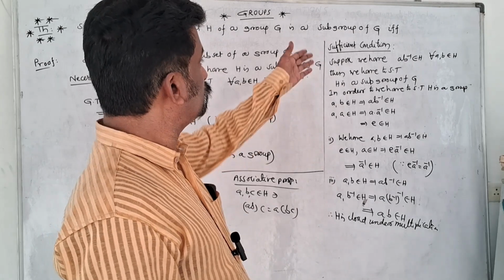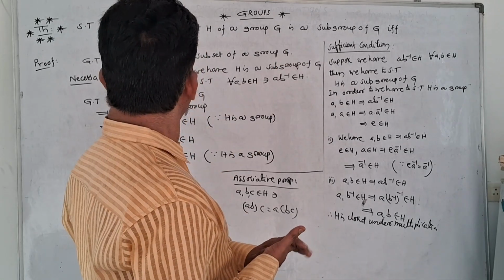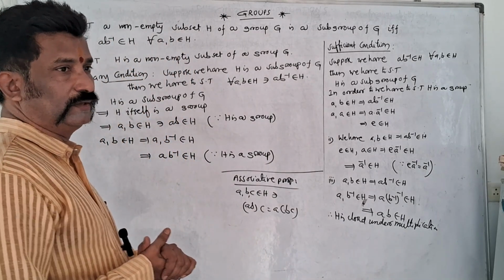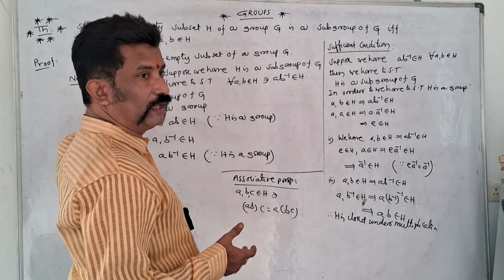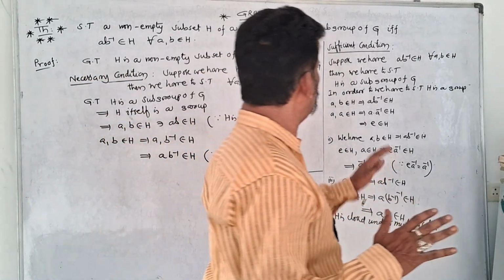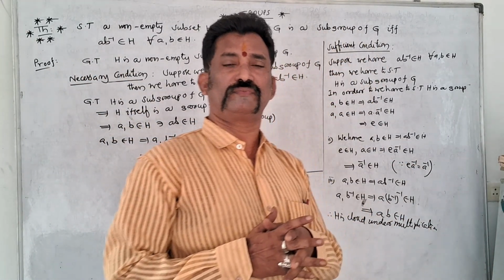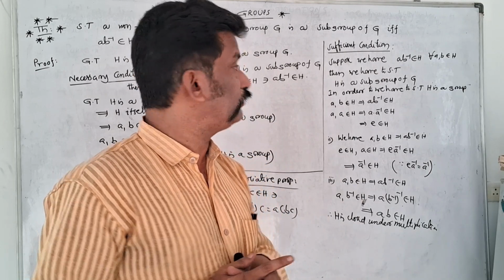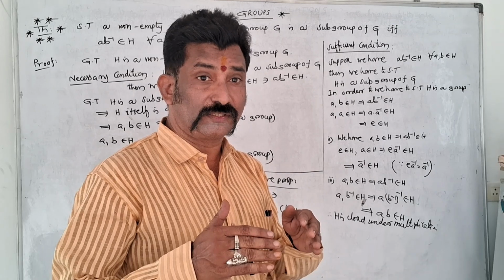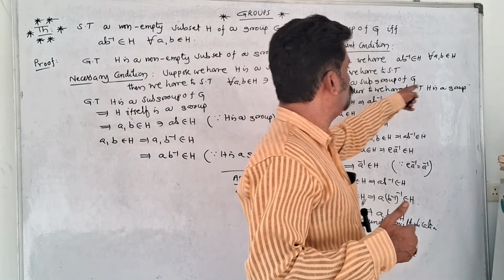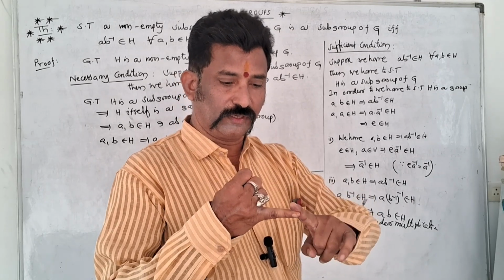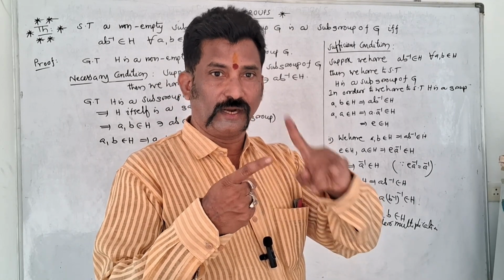Sufficient condition. Suppose we have a non-empty subset H of group G satisfying this condition, then we have to show that H is a subgroup of G. Suppose ab inverse belongs to H for all a, b belongs to H, then we have to show that H is a subgroup of G. In order to do so, we have to show that H is a group. Group means closure, associative, identity, and inverse.